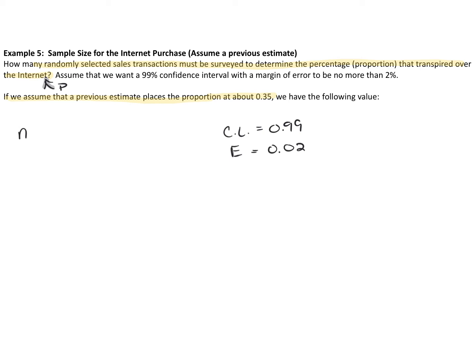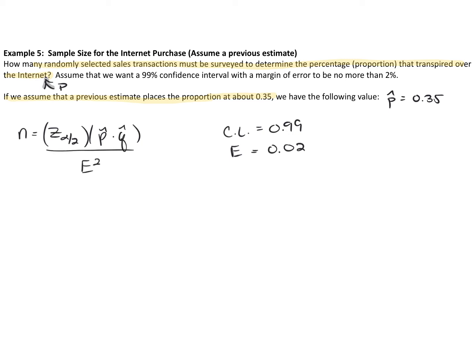So here, this means that there is a previous study, so a previous value for p hat. So our sample proportion here is 0.35. So we can use that same formula where n is equal to our critical value, z sub alpha divided by 2, times p hat times q hat over e squared.